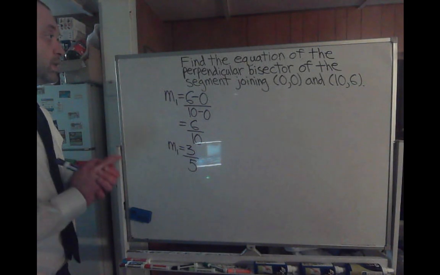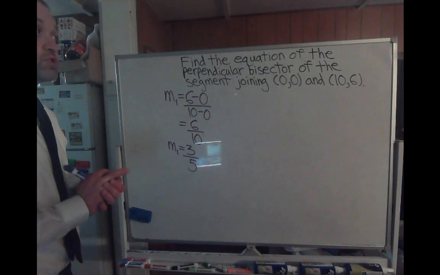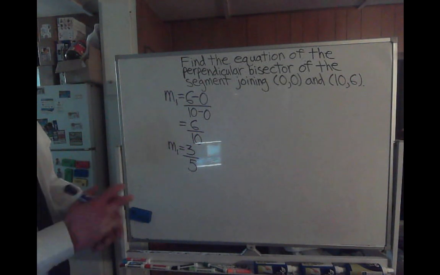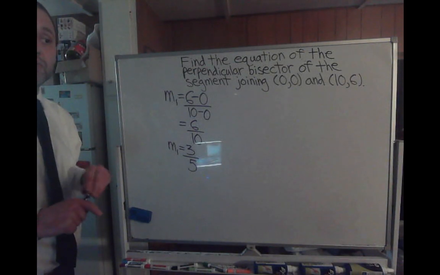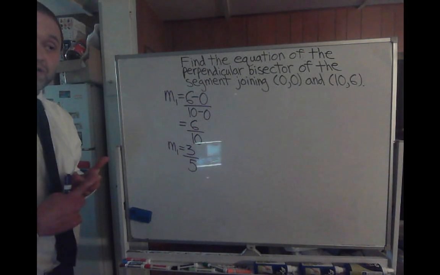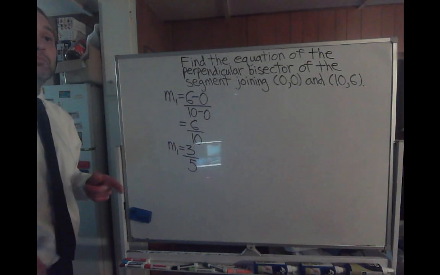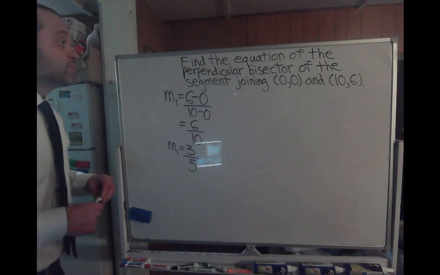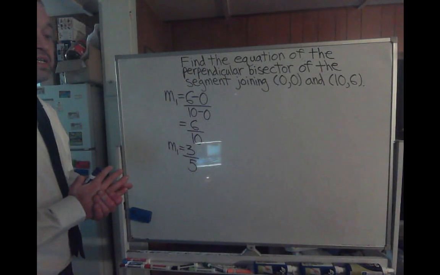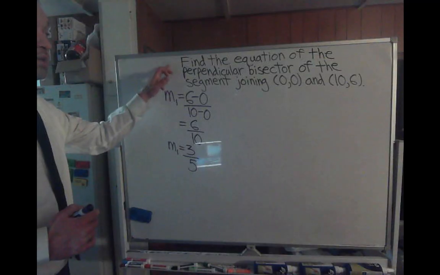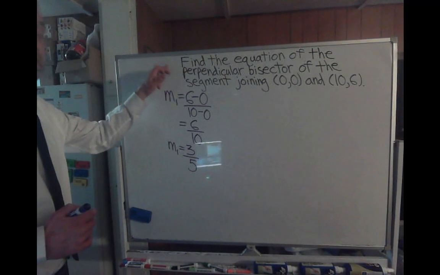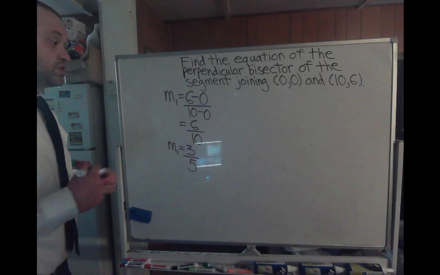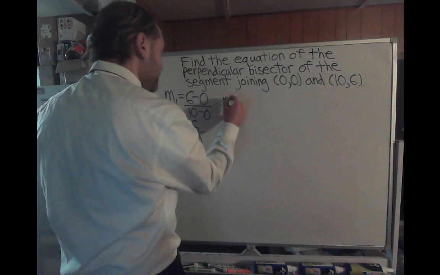Now, what does a perpendicular bisector do to a line? Since we're trying to find the equation of that line, what does a perpendicular bisector do to a line? It's definitely perpendicular to the line, and it bisects the line based on the definition of perpendicular bisector from earlier in the course. If a line is bisected, that means the perpendicular bisector of the line is perpendicular to that line at the midpoint of the line. So we also need to find the midpoint of the line.